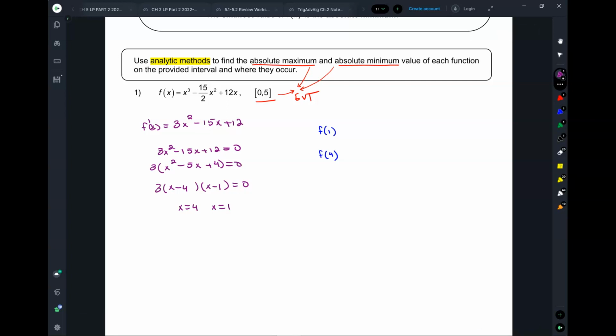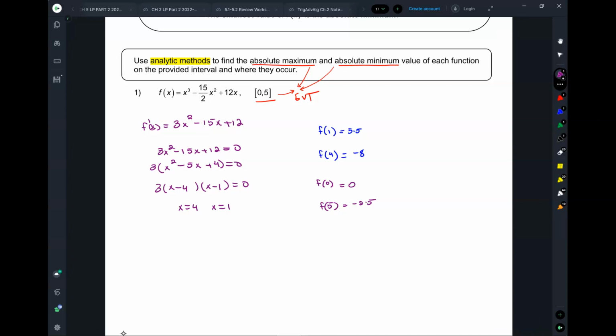Okay. So f of 1 and f of 4, and then I'm going to do f of 0 and f of 5. Why am I doing that? Because those are the endpoints. So read the function that we're going to plug these into: x cubed, and so on. So f of 1, wouldn't you know it, is 5.5. No, I did not do that in my head. But we all know how to find that, right? Plug it in. F of 4 is negative 8. What's f of 0? That we can do, 0. F of 5 is negative 2.5.